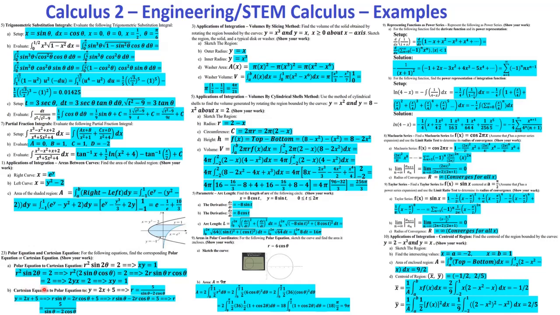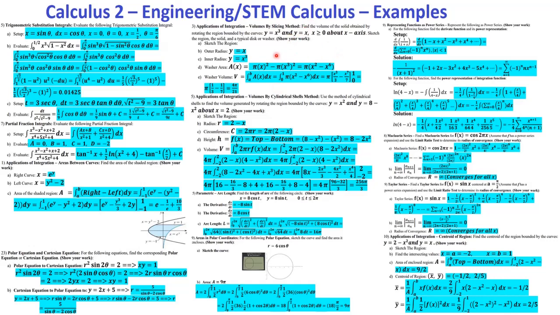Then Cartesian equation to polar. For example, if you have y equals 2x plus 5, then to convert this, y is r sine theta, x is r cosine theta, so r sine theta equals 2 r cosine theta plus 5, that is r sine theta minus 2 r cosine theta equals 5, that is r equals 5 over sine theta minus 2 cosine theta.